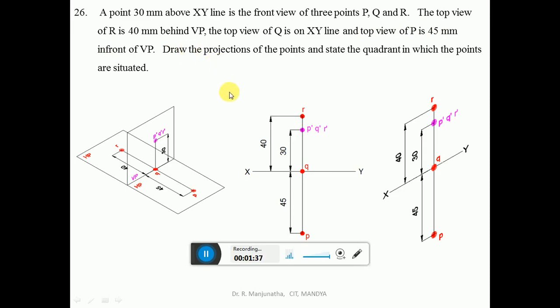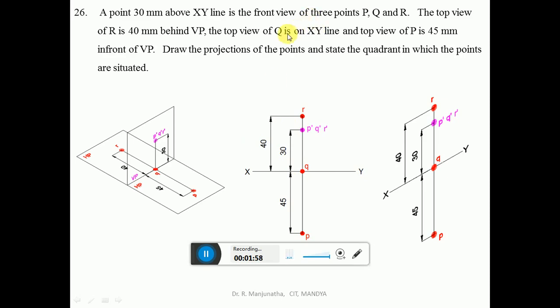And the top view of P is 45 mm in front of VP. In front of VP will always come below XY line, so from XY line you measure 45 mm below the XY line and you mark this point which is going to be the small p. Then show the dimension of 30 mm from here to here, and then from here to here it is 40, show the dimension, and similarly from here to here it is 45.